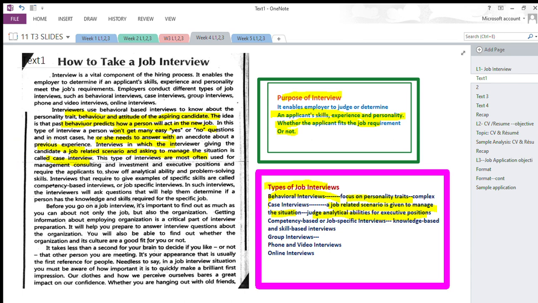Then we have competency-based or job-specific interviews. Now, these interviews are knowledge-based and skill-based interviews, okay? This will help the person judge your knowledge and skills required for that specific job. Then an interview can be conducted by a single person, or it can be taken by a group of members, okay? So we have group interviews also, we have phone and video interviews, and then we have online interviews. So this was all about different types of job interviews.